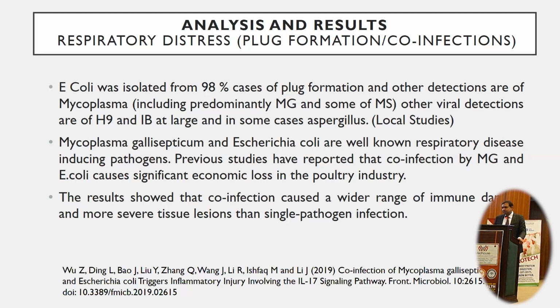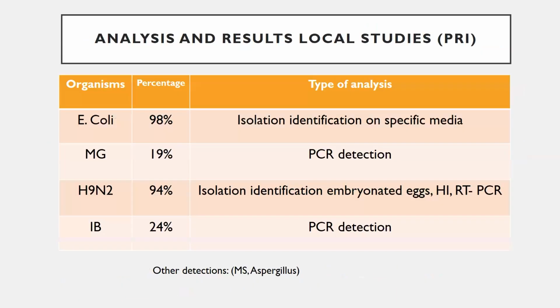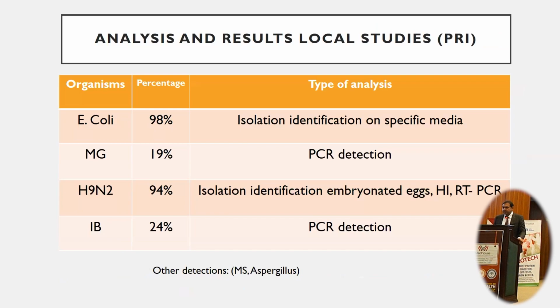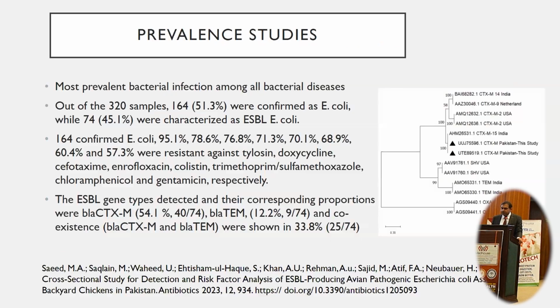Most of these infections are caused by E. coli. We studied more than 100 cases, and in these cases, in 98% we isolated E. coli, in 19% we isolated MG, there was 94% involvement of H9N2, and we also detected 24% IB. But among all these, E. coli was the most prevalent organism in these kinds of cases.